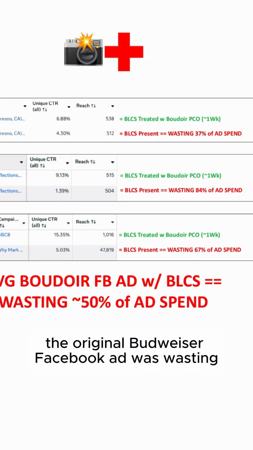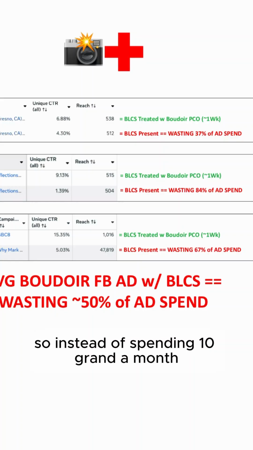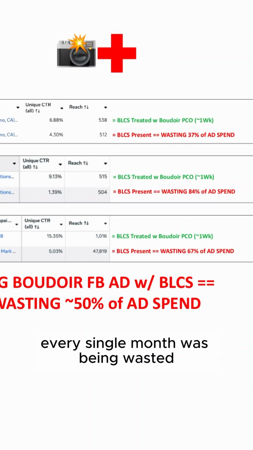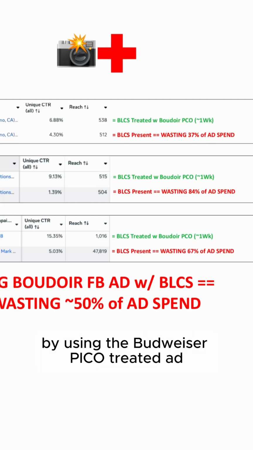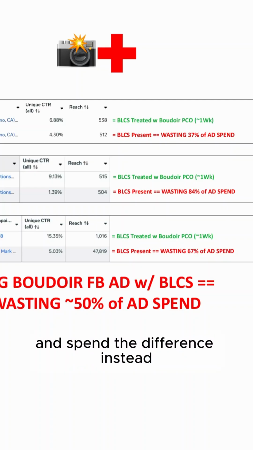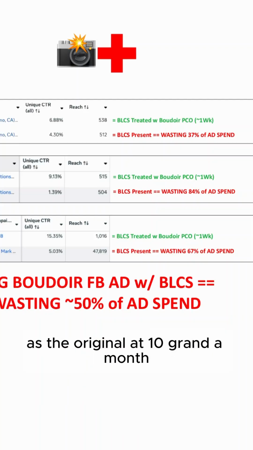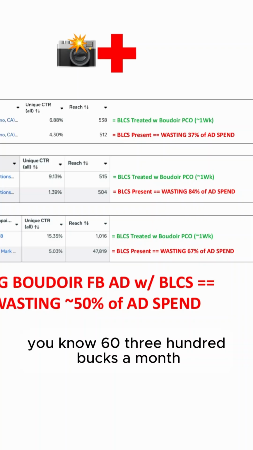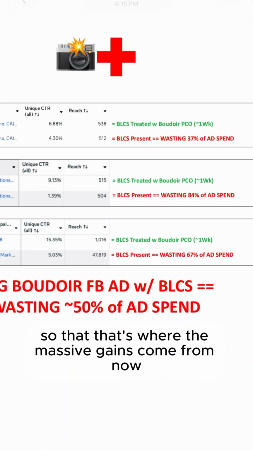So we actually found out the original Boudoir Facebook ad was wasting 37% of its ad spend. So instead of spending 10 grand a month on their Boudoir Facebook ads, $3,700 a month every single month was being wasted. So what we can do is eliminate that waste by using the Boudoir Pico treated ad and spend the difference instead, and get our ad into the same number of women's brains as the original at 10 grand a month. So Boudoir Pico at, what would this be, $6,300 a month will get into the same number of women's brains as the original at 10 grand a month. So that's where the massive gains come from.